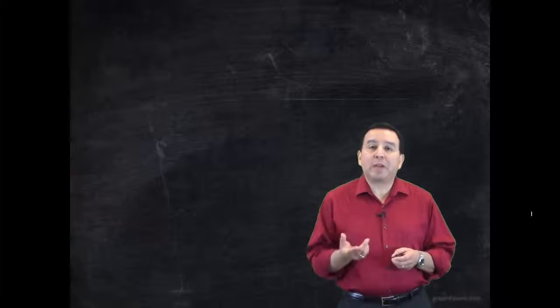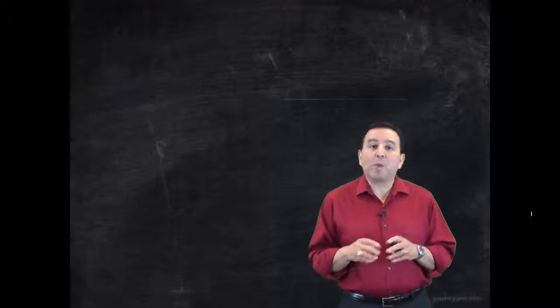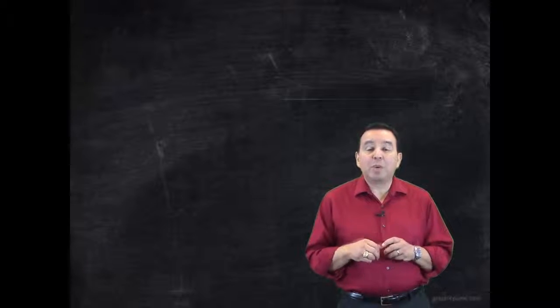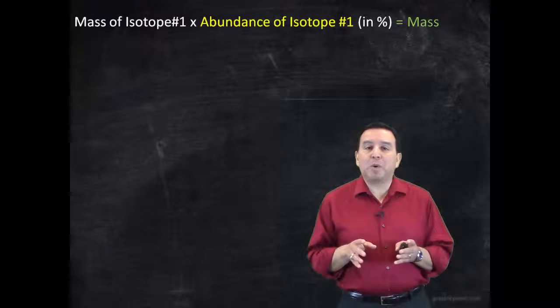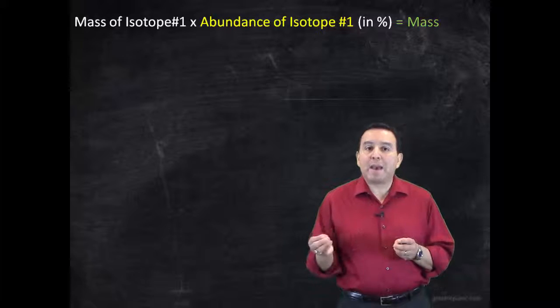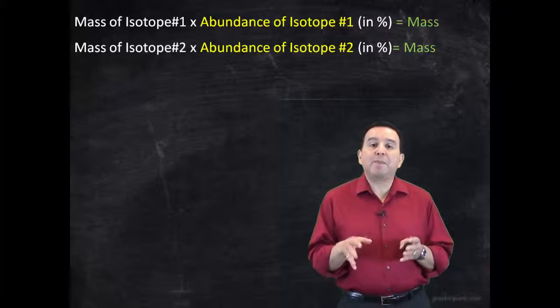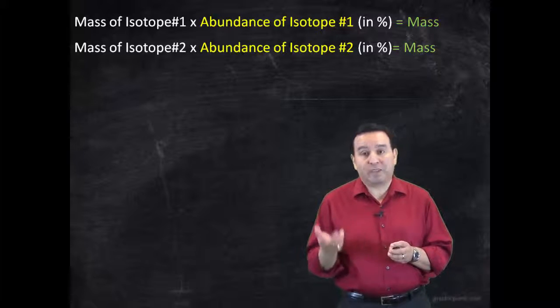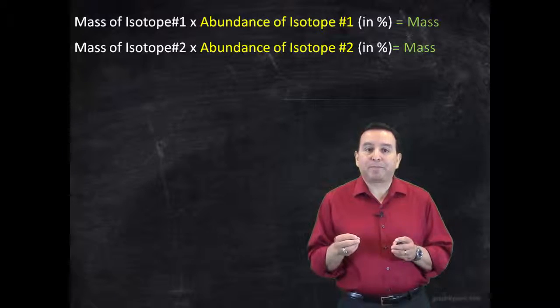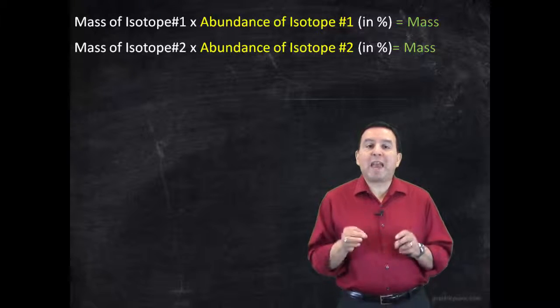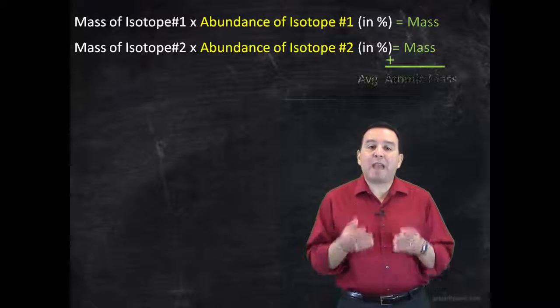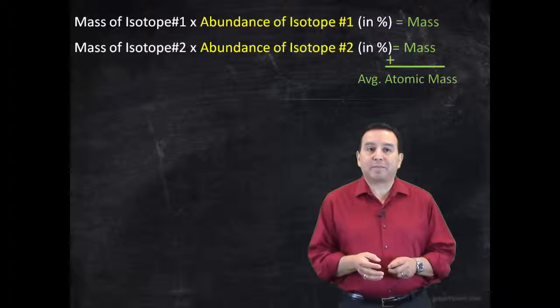So here is what it would look like if we had an imaginary element with only 2 isotopes. We would set this up like a math problem. We have the mass of isotope number 1 times the abundance of isotope number 1, in percent. That's going to equal a mass. Then we take the mass of isotope number 2 times the abundance of isotope number 2 in percent, and that would equal a mass. Then you just add the masses together and you have the average atomic mass.